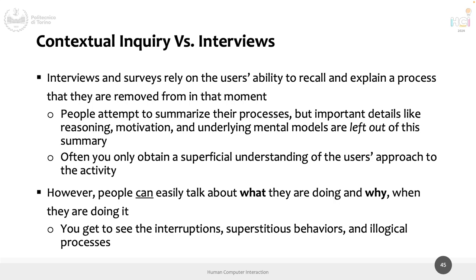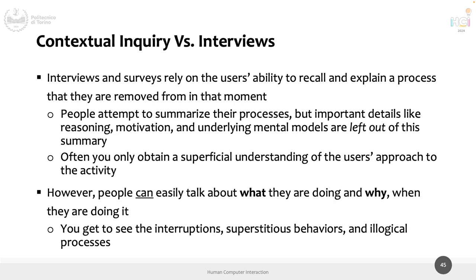In a way, it's similar to what last week I asked you, tell me how do you book for an exam, and many of you just skipped to the login phase, the turning on the computer, etc. That was an assumption, because it was a summary. So similarly, you can have this risk in interview, that people just skip some steps because they feel they are not important. But maybe they are for you, and so you need to get as precise a summary as possible. And this is possible most of the time only observing them doing the thing.